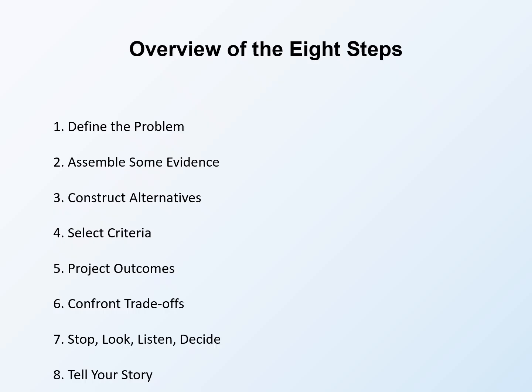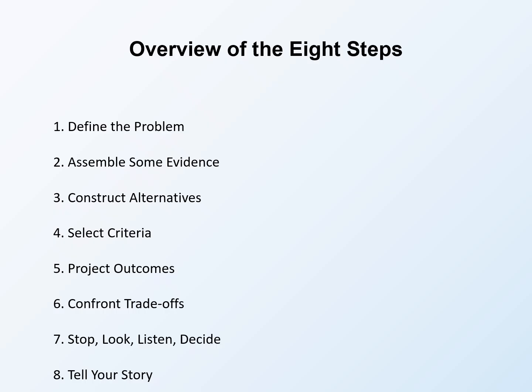Here are the 8 steps. First, define the problem. Second, assemble evidence. Third, construct alternatives. Fourth, select criteria for judging those alternatives. Fifth, project the outcomes. Sixth, confront the trade-offs. Seventh, decide. And eighth, tell your story.